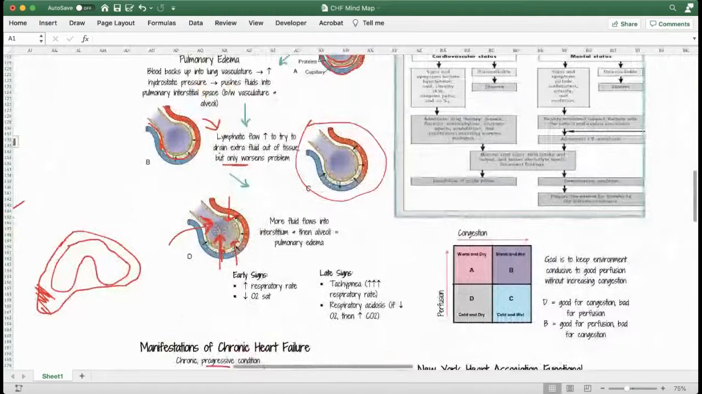So anyway, that's edema. The difference between edema and pleural effusion is pretty easy to follow.